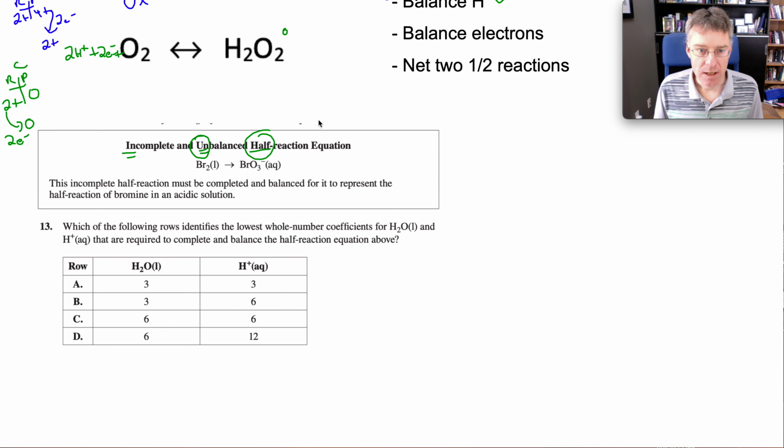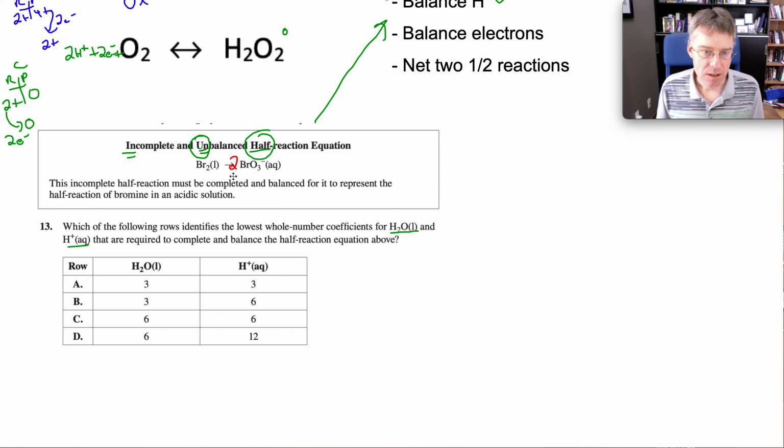So we're applying these steps. So let's jump to the question. Which of the following rows identifies the lowest whole number coefficients for water and H+? So we're going to have to balance this whole thing out. So we've got to run through these steps. So we'd balance atoms other than O and H. So we've got 2 Br, but only 1 bromine on the product side. So we can fix the bromine by doubling our ion.